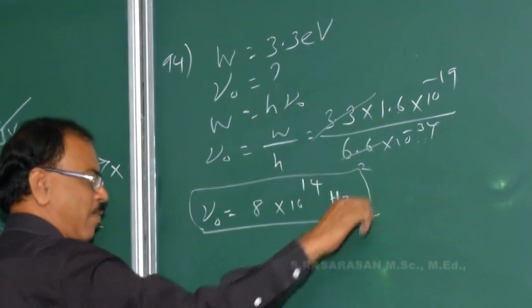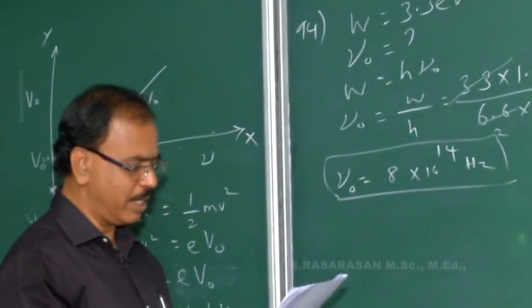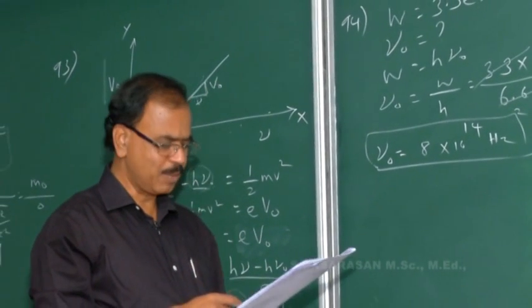So what is the threshold frequency? It is 8 into 10 to the power 14 hertz. Option A, the first option.